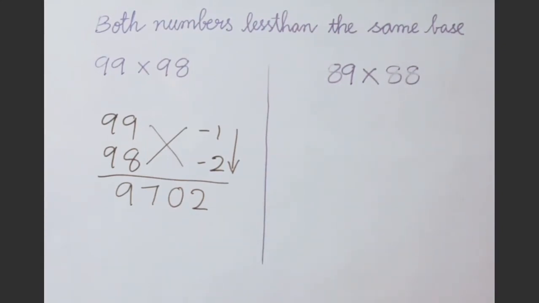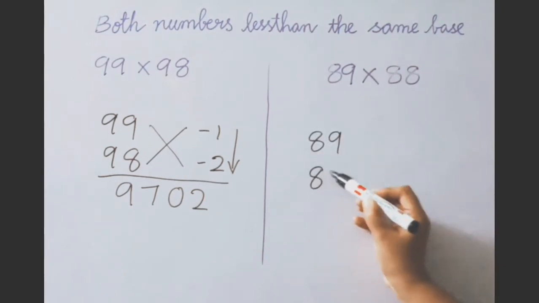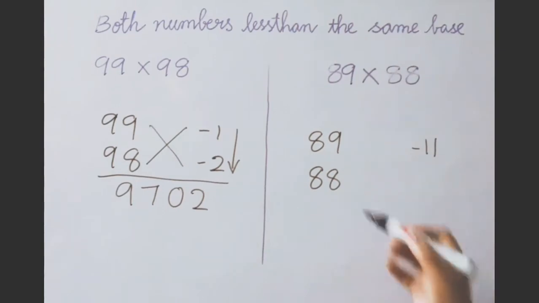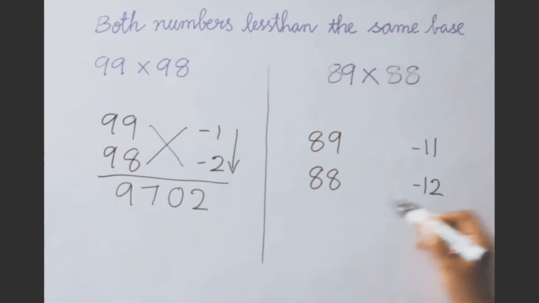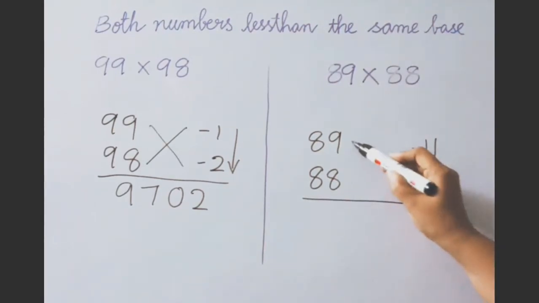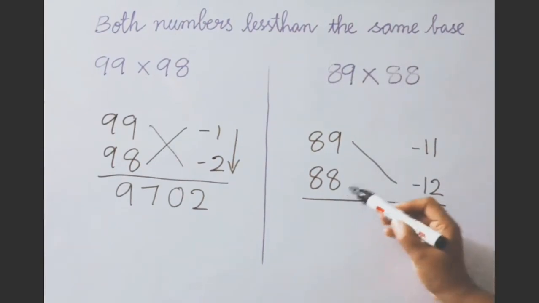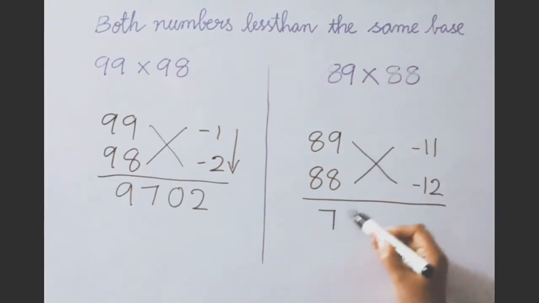Let us see the next example here. 89 multiplied by 88. So 89, how much is it below 100? That is minus 11. And 88, how much is it below 100? That is minus 12. So first step, cross subtraction. 89 minus 12, the answer is 77, or 88 minus 11, then also we get the same answer, 77. That is the first part of the answer.